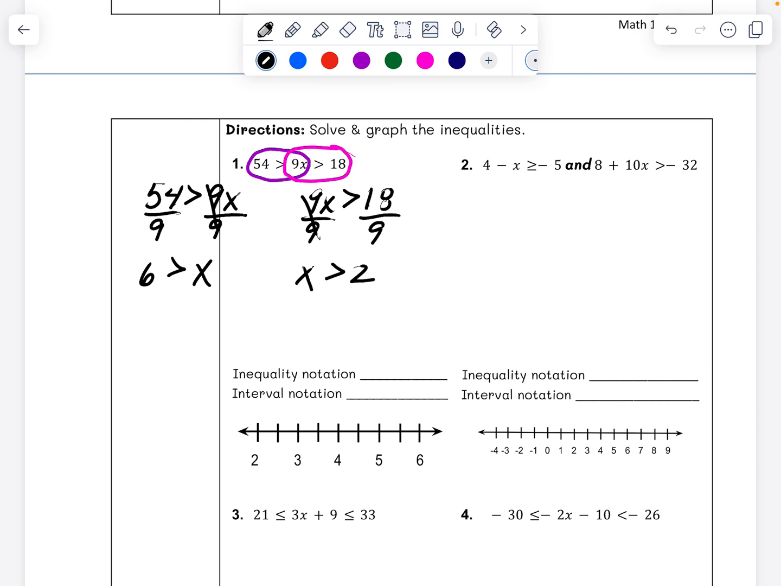Wonderful. So let's put it in inequality notation and interval notation. For inequality notation, you're going to use your inequality signs. I'm going to put my x in the middle. x is greater than 2. x is less than 6. So I'm going to put my 2 here, and I'm going to put my 6 here. Okay?